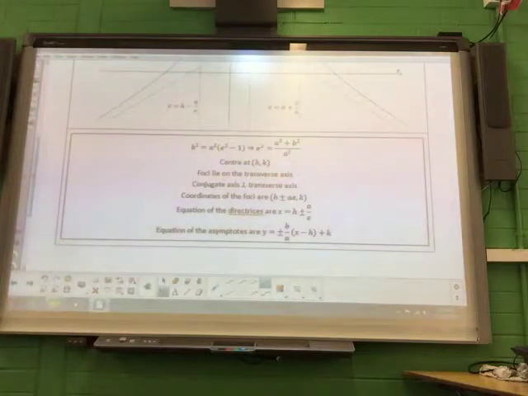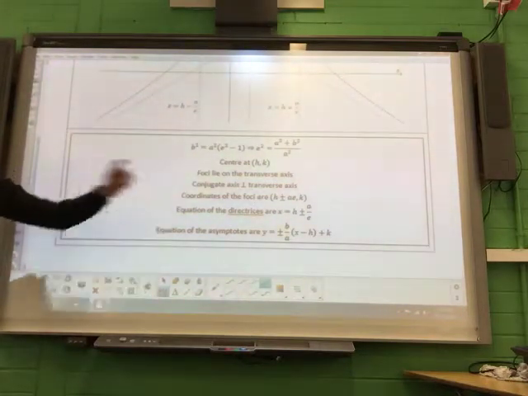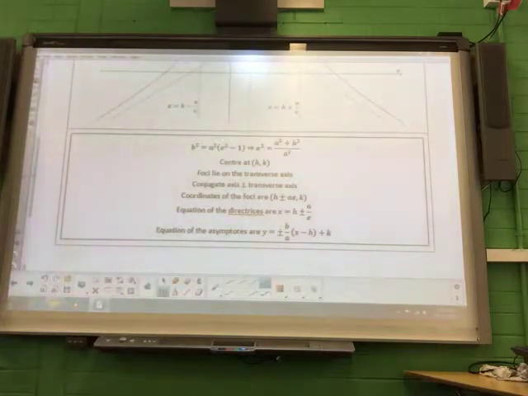So the eccentricity equation is still the same. The centre at (h, k) changes the coordinates of the foci, changes the equation of the directrices, and also changes the equation of the asymptotes. So everything has a bit of a shift. That's all in your notes in there.